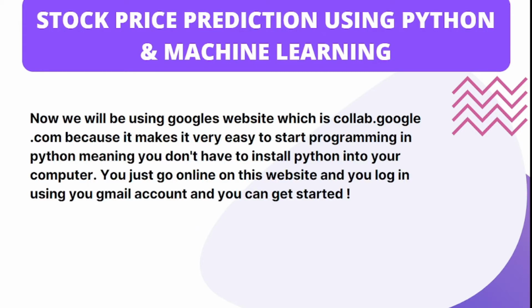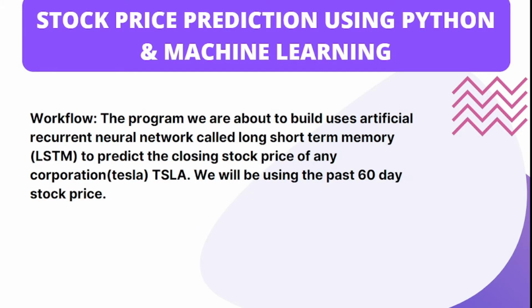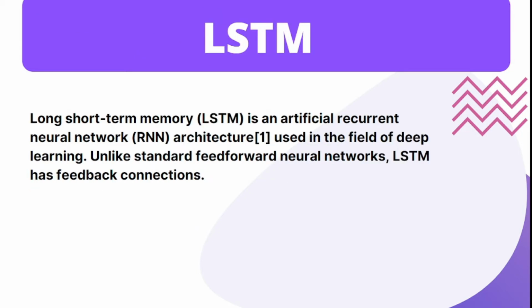Now, we'll be using Google's website, which is colab.google.com, because it makes it very easy to start programming in Python, meaning you don't have to install Python on your computer. The program we're about to build uses an artificial recurrent neural network called long short-term memory to predict the closing stock price of any corporation. In this case, we will be using Tesla, and we'll also be using the past 60-day stock prices. Now let's talk more about this LSTM, which is long short-term memory.